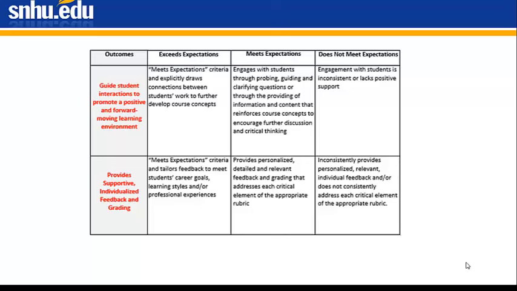Remember, exceeds expectations goes above and beyond what is required. Meets expectations means all minimum requirements and expectations are being met. Does not meet expectations means an element is missing and the faculty member has not met all the criteria of meets expectations. Read the descriptors of the rubric carefully for each critical element when determining your scores.